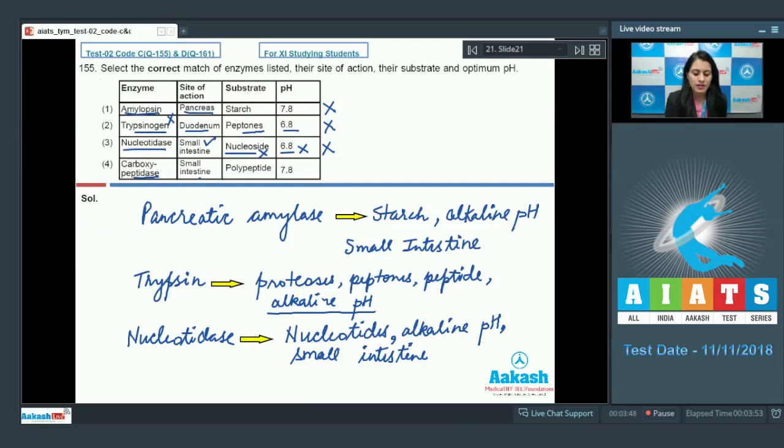The last option given is carboxypeptidase. The site of action given is small intestine, and the substrate is polypeptide, and the pH is alkaline, that is 7.8. And this is a correct option because carboxypeptidase in its active form will act on these polypeptides and break these polypeptides into dipeptides or amino acids, and they act optimum at pH 7.8. So the correct answer for this question is option number 4. Let's proceed to the next question.